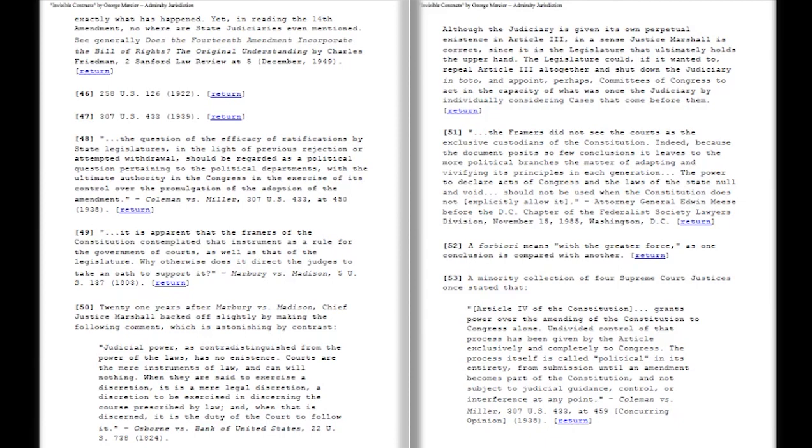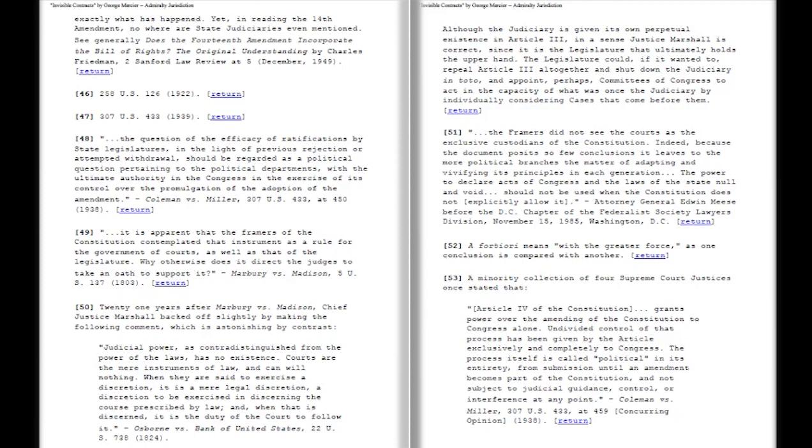Return. 48. The question of the efficacy of ratifications by state legislatures, in the light of previous rejection or attempted withdrawal, should be regarded as a political question pertaining to the political departments, with the ultimate authority in the Congress in the exercise of its control over the promulgation of the adoption of the amendment. Coleman v. Miller, 307 U.S. 433 at 450, 1939. Return.